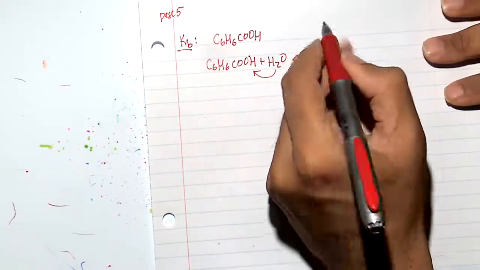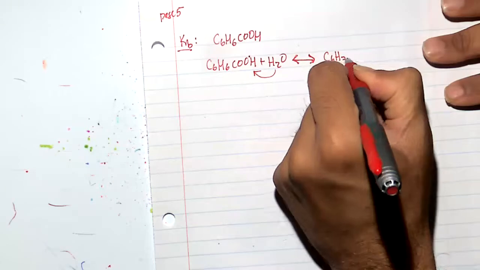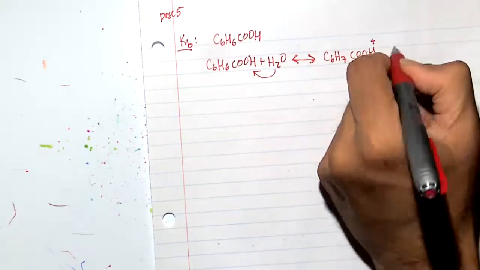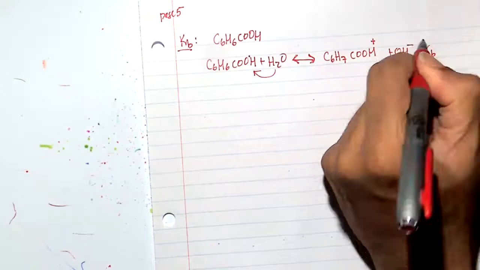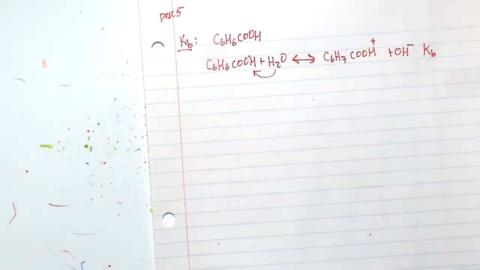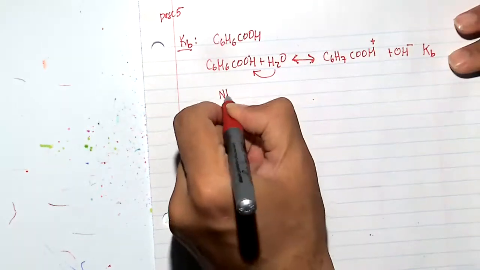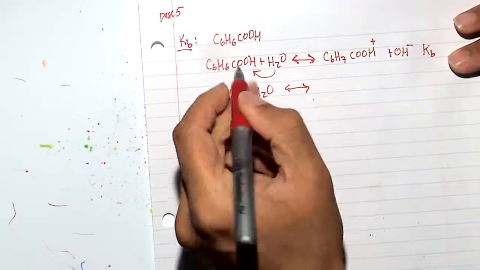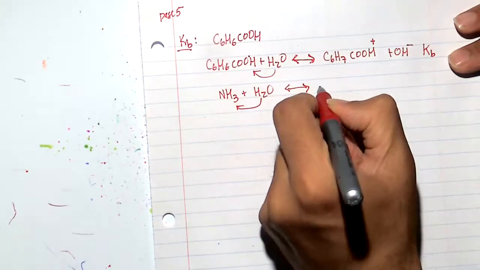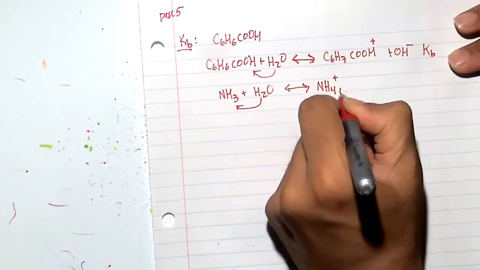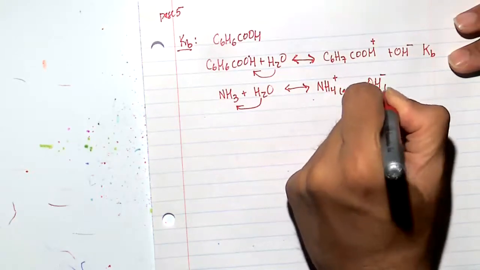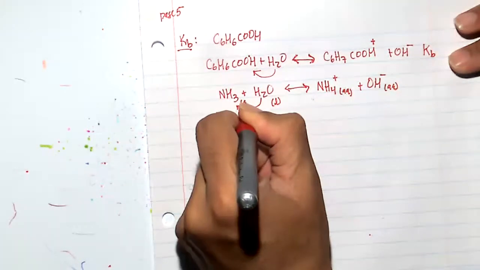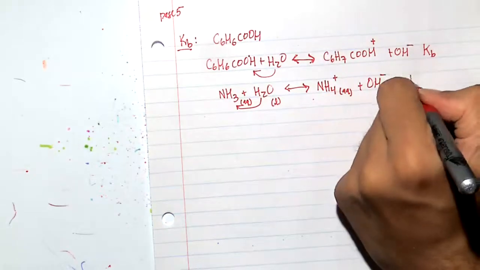Something like this. Okay, so C6H7OOH plus. So just as you know how to write the Ka reaction, I'm just saying make sure you know how to write a Kb reaction. Okay, as an example, here's our best Kb reaction: ammonia plus water. Ammonia is actually a very weak base, so here's your standard Kb reaction. Another example of a Kb reaction.